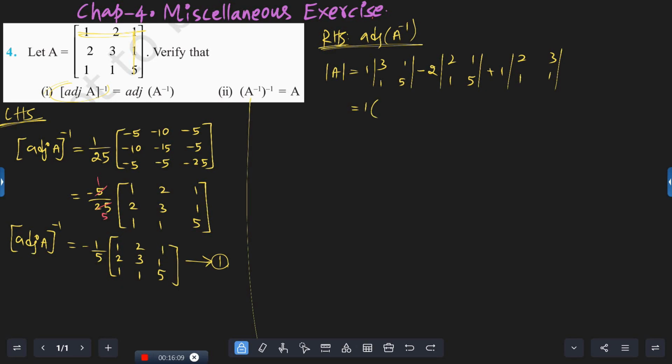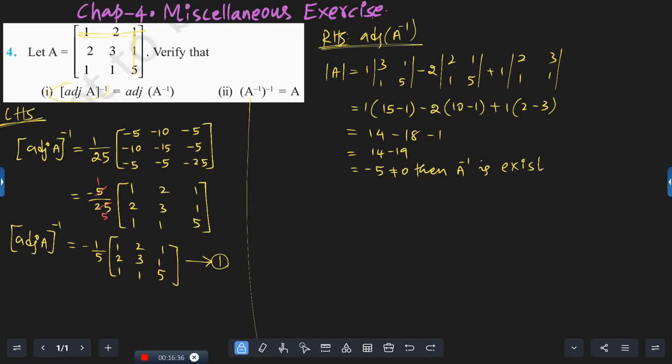We are finding 1 into (3 × 5 = 15 minus 1 × 1 = 1), minus 2 into (2 × 5 = 10 minus 1), minus 1 into (1 × 2 = 2 minus 1 × 3 = 3). If you simplify, this will be 14 minus 9, and 9 twos are 18, and this will be minus 1. So finally, 14 minus 19 is equal to minus 5, which is not equal to 0. Then A inverse exists.